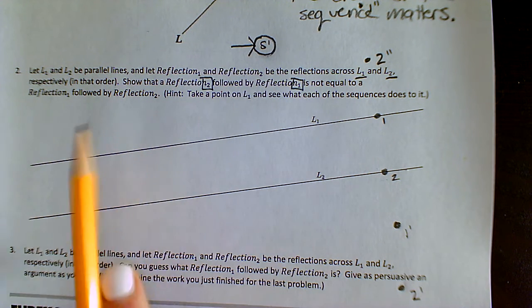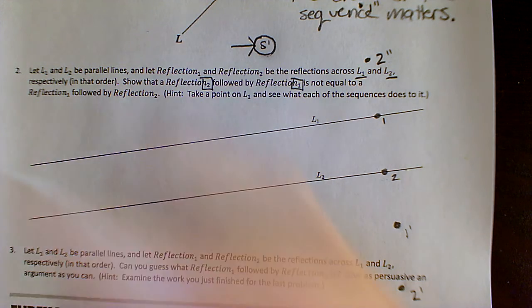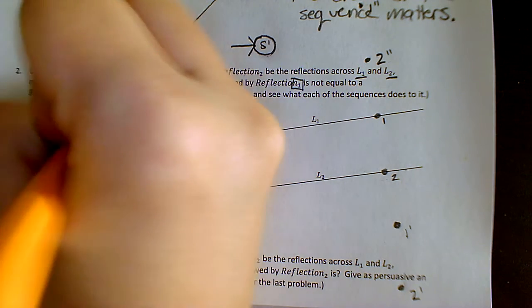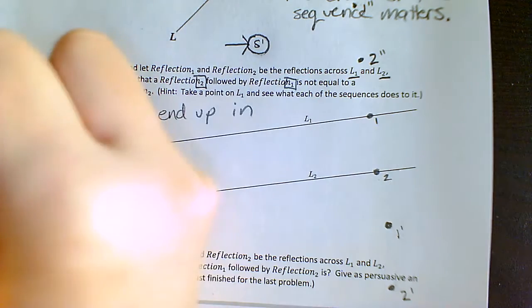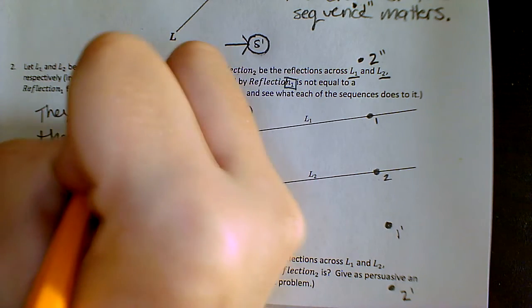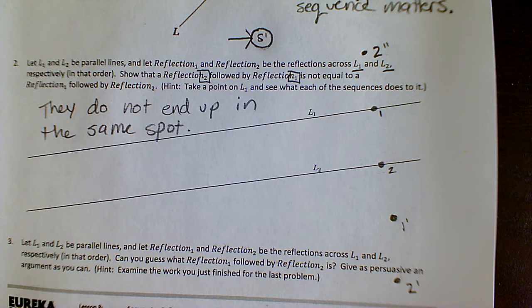And so show that the reflection is not equal. We've done that because these points don't end up in the same spot.